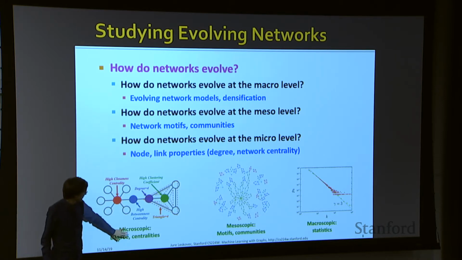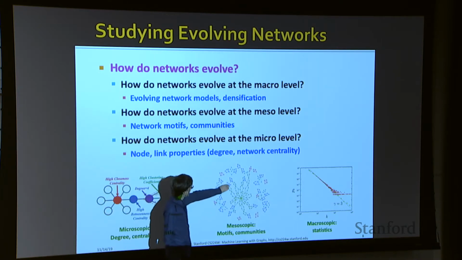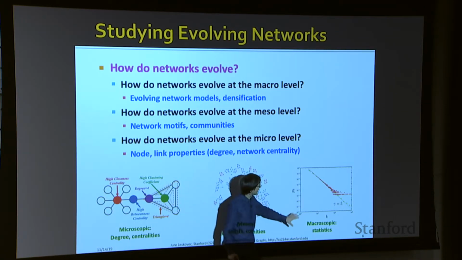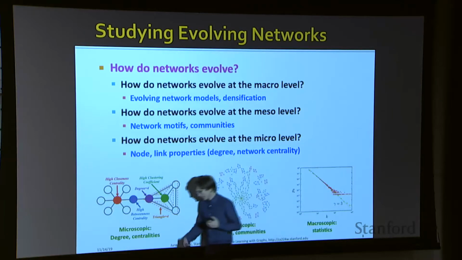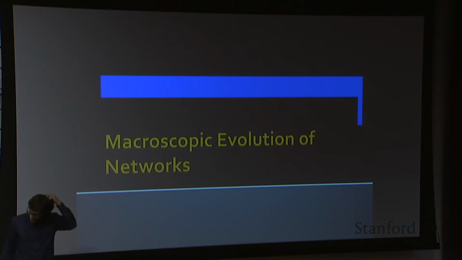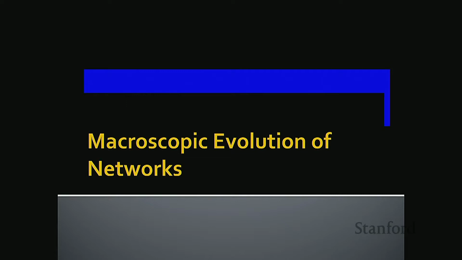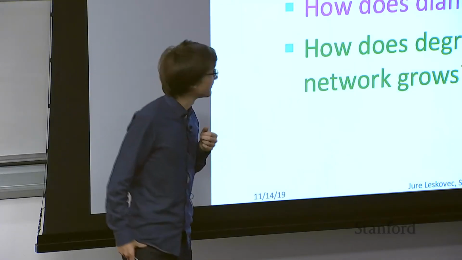So that's how we want to think of this, right? So as I said, at microscopic, we are asking about individual nodes. At mesoscopic, we ask about groups of nodes. And at macroscopic, we'll be asking something about the property of the entire network. So what I want to show you first is this notion of macroscopic evolution of networks. This was very fascinating. So actually, this was my first paper I published as a PhD student. This was in 2004.